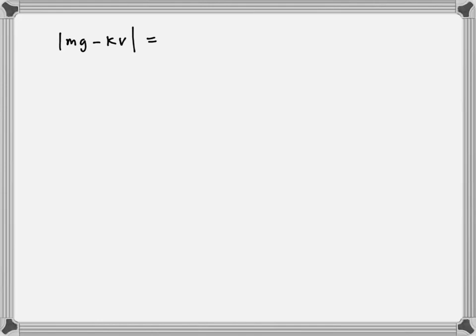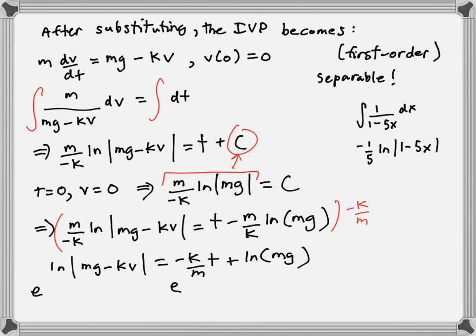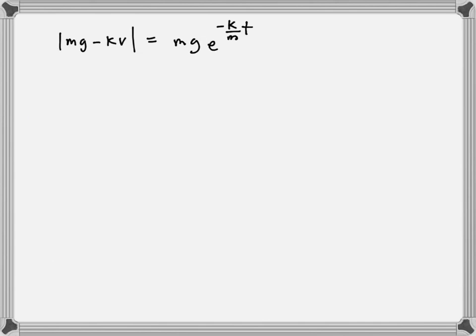let's see, what do we get here? We get mg times e to the negative k over m t. Where do I get this from? Look behind, okay? If I raise e to the power of this ln of mg, I'm using the product rule. The right side is e to the first guy times e to the second guy, but e to the ln of mg is just mg. So that's why I threw in an mg in front. So this is what we get.